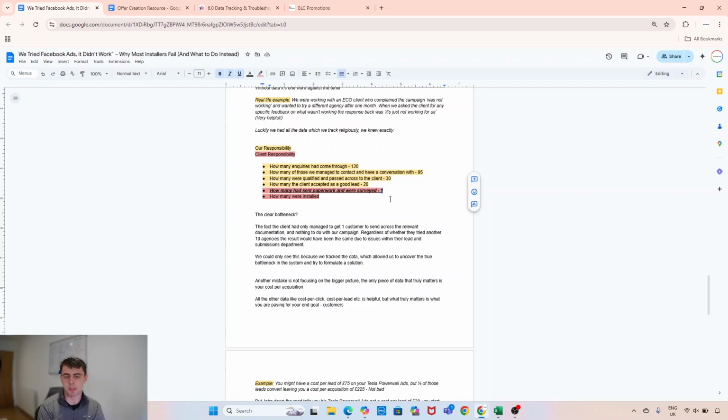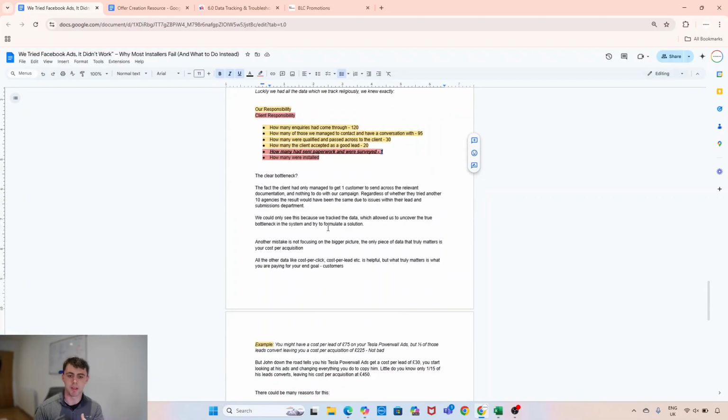When we spoke to them in a bit more detail, it finally came out that their submission to lead department was overworked and they weren't actually chasing up the leads as well as they should have been. And we can only see this issue and then work with them to solve it because we actually tracked all the data.